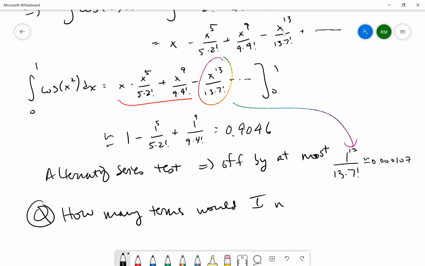So what I want you to find out is how many terms would I need to add up to be within 0.000001. That's the same as 10 to the minus 6th. I don't actually need that many terms to be within 1/1,000,000th of the correct answer. And you're going to see how to do that.